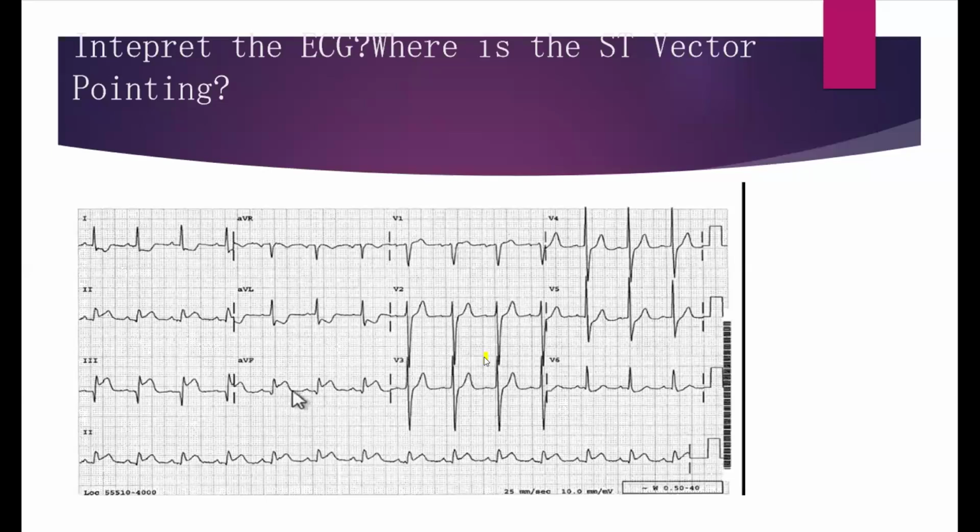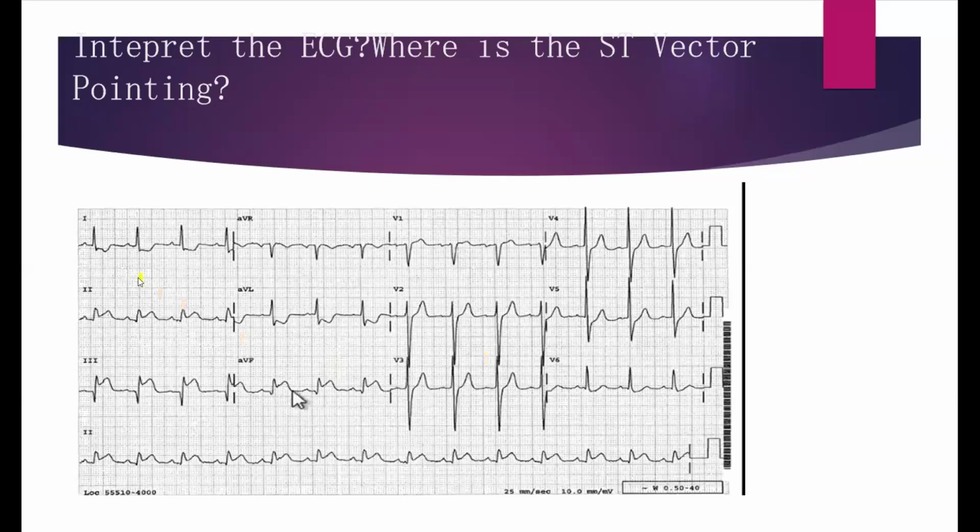Excellent. Why not the left circumflex? Because like 80% of patients have a right dominant circulation. Yeah, but what if this patient is in the 20%? Okay, it's a good point. So it's an RCA, and it's an inferior wall MI.